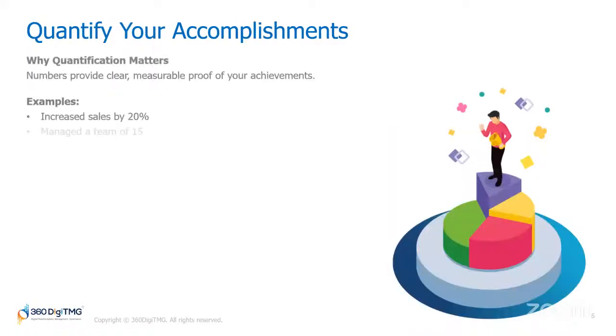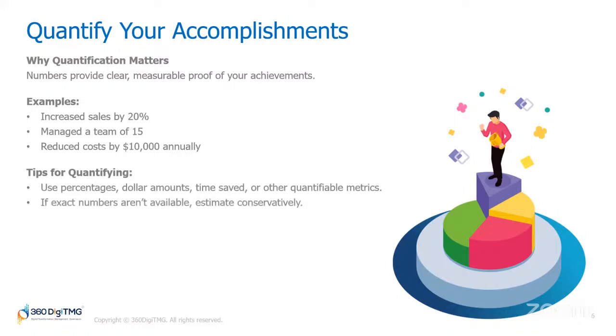Now, as we have discussed previously, you need to do one thing: quantify your accomplishments or achievements. The question is simple. Why does quantification matter? Because numbers provide clear and measurable proof of your achievements. For example, you increased sales by 20%. You managed a team of 15. You reduced costs by $10,000 annually.